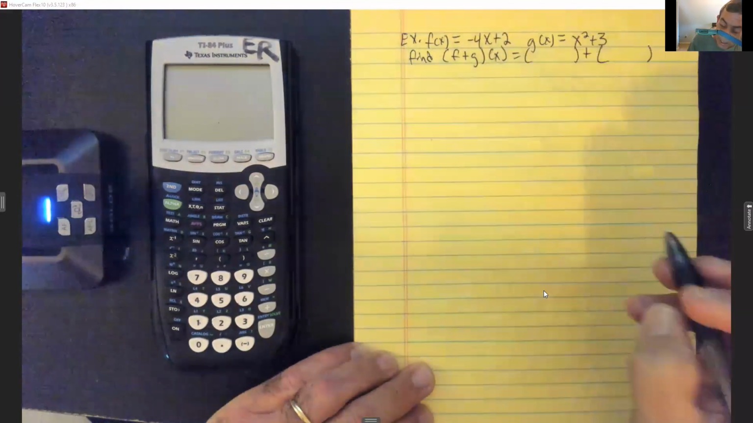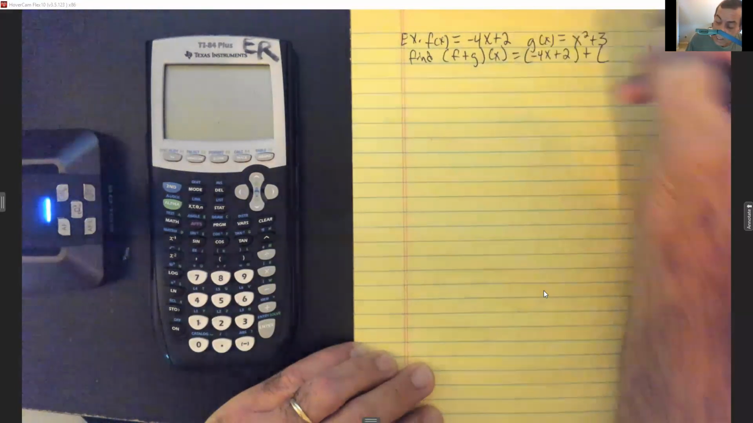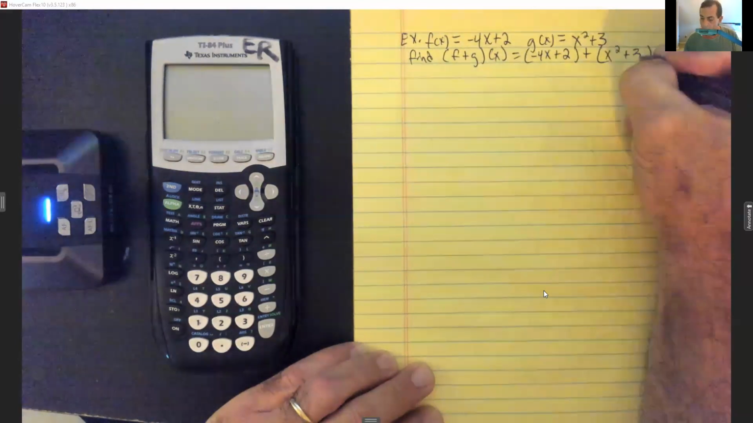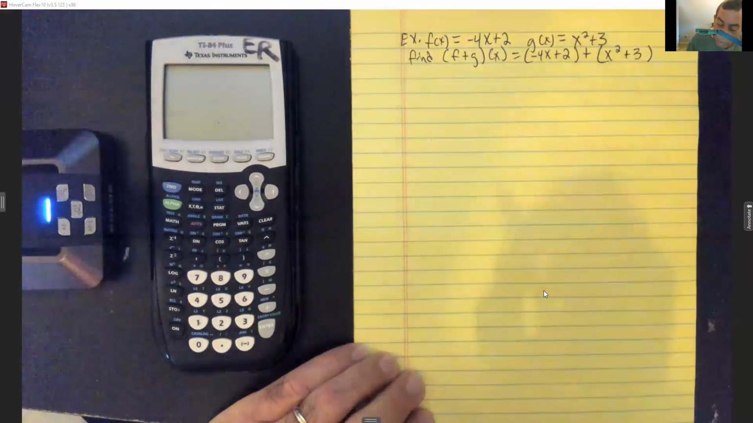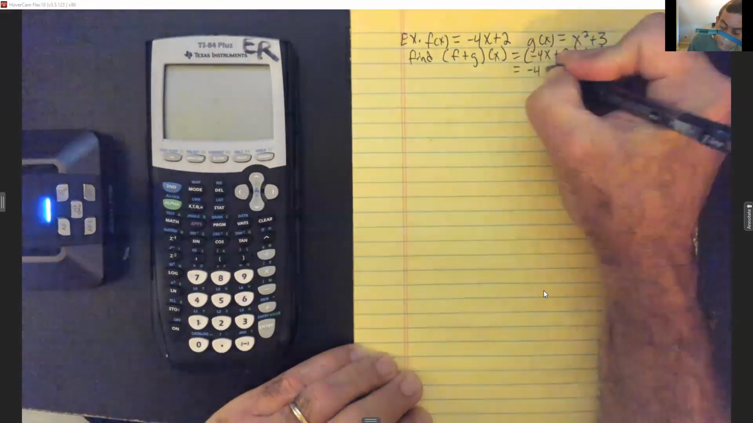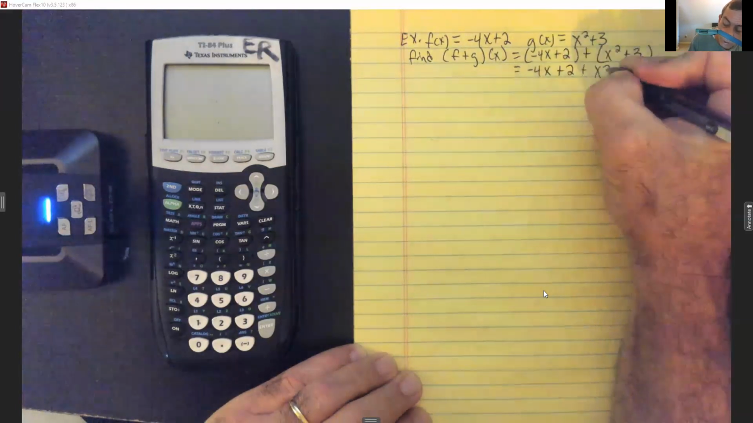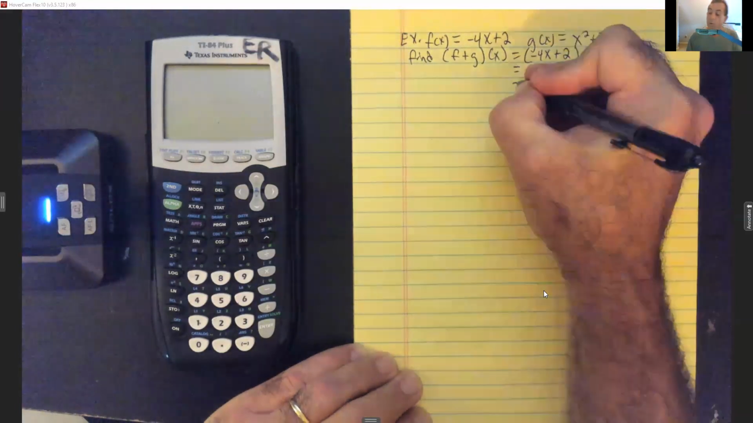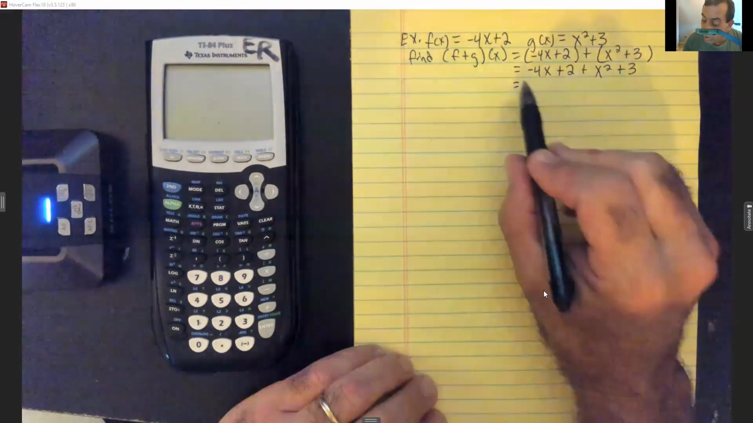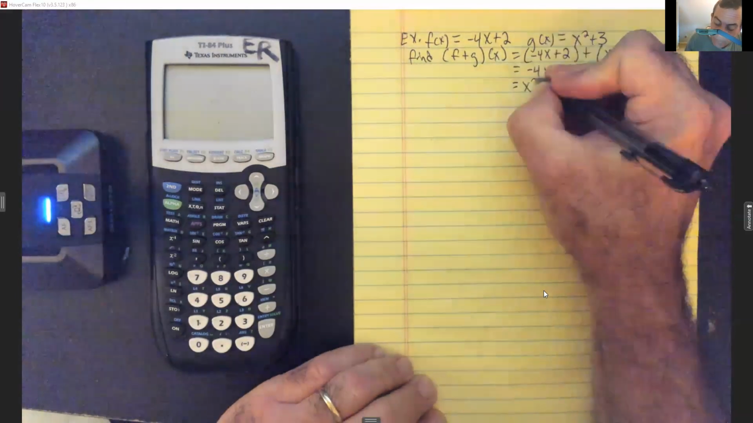F of x is negative 4x plus 2. G of x is x squared plus 3. All right, so since we're adding, we can drop the parentheses: negative 4x plus 2 plus x squared plus 3. And remember, since we're adding, all we can do is add like terms. So I'm going to start in descending order again. I'm going to bring down the x squared because it has nothing else to add to.